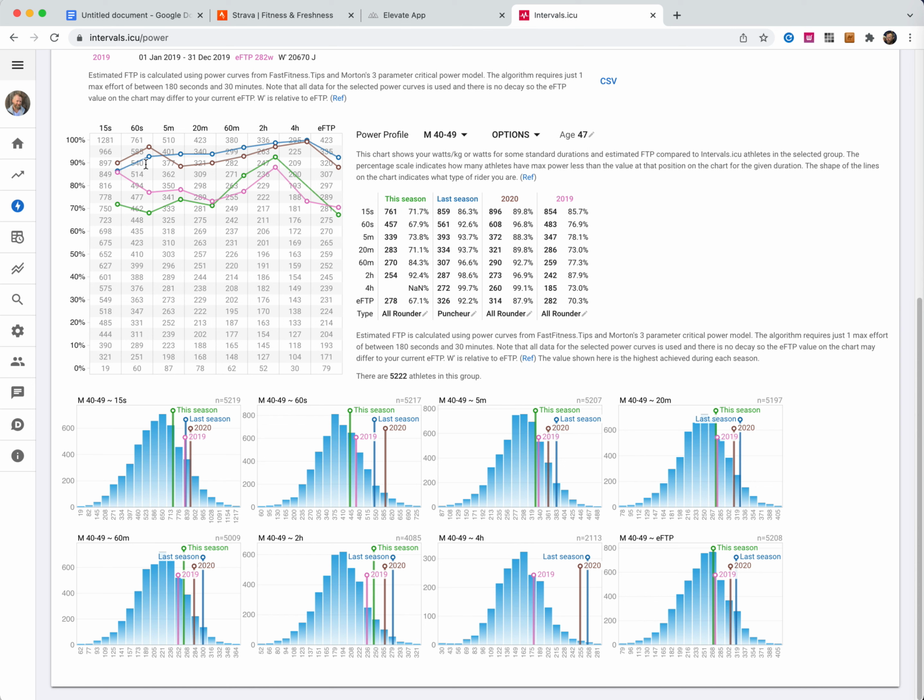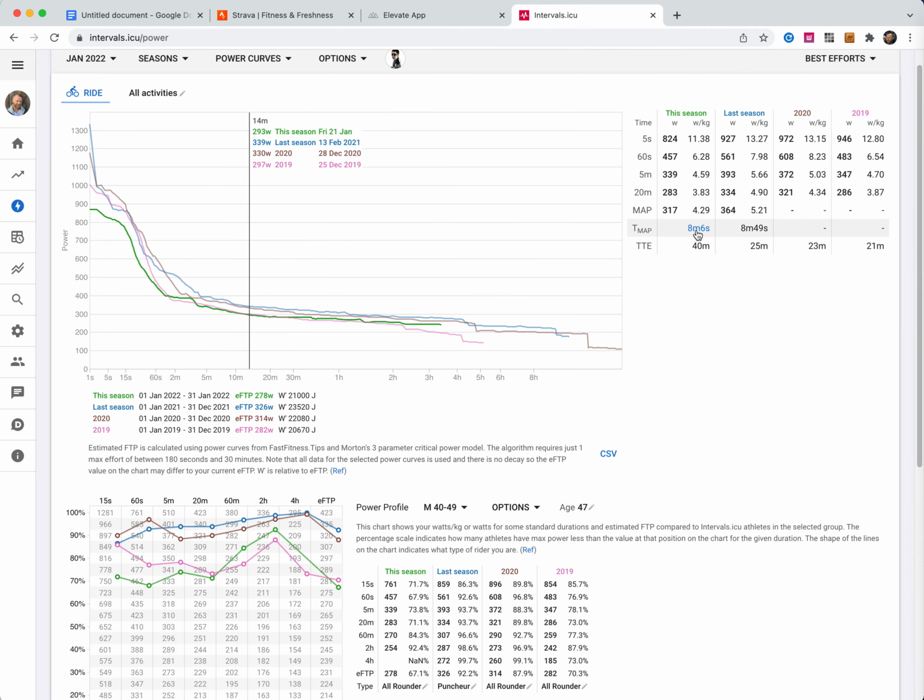I can see like last season, 2021, all of my numbers were decently high, compared to people in the same age category. And the green bar right here is the current season, and I obviously have a long way to go to get back to this condition that I was in last year.